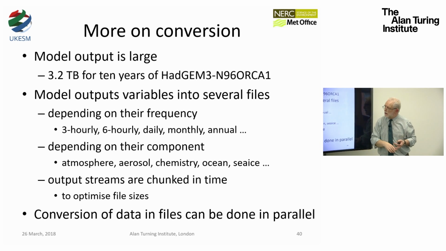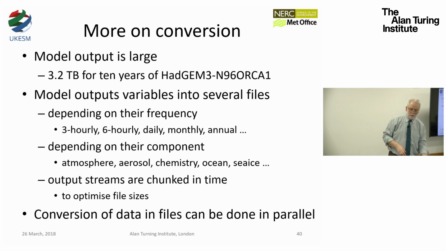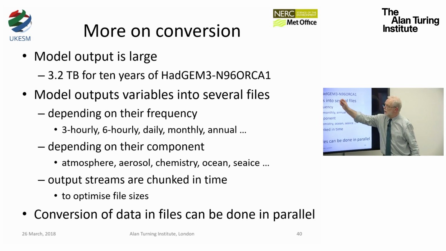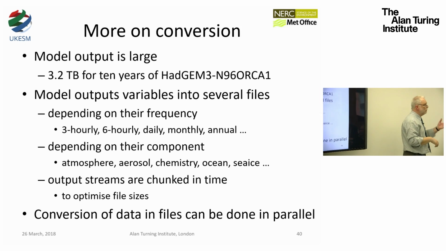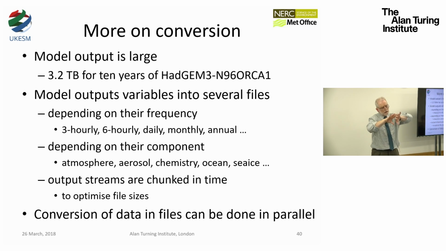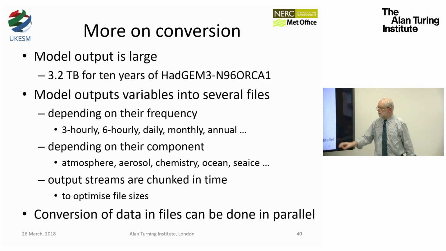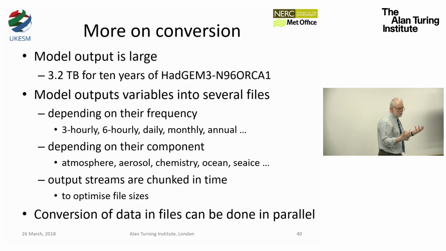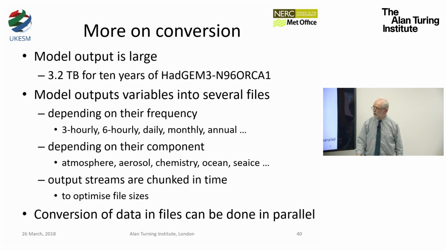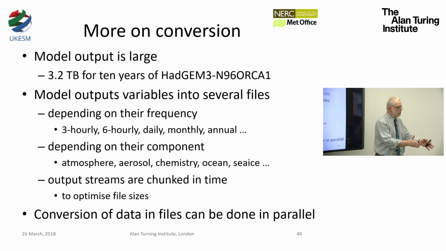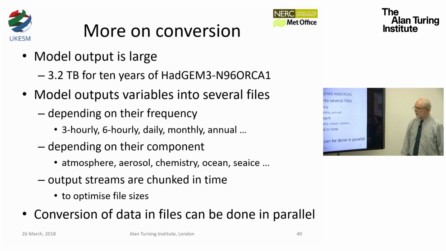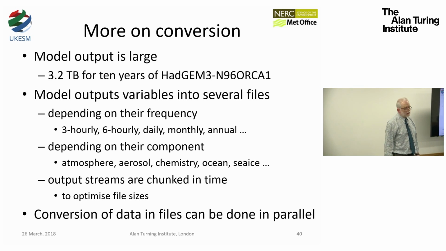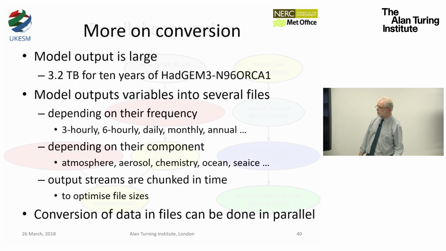The way in which our model is set up is it outputs variables. It doesn't do all its output into a single big file, because we do not like having 3.2 terabyte files lying around on our disk. That's kind of dirty. So we output into several files depending on the frequency. So if it's daily data, or 3-hourly data, or monthly data, they go into different files depending on their frequency. Depending on what component they're coming from, whether the atmosphere or the aerosol or the ocean. And these output streams are chunked in time. So there's not one big file lasting for 10 years. They could be, say, the first year, the second year, or the first month, the second month, the third month, to optimize the file sizes. So all of this means we've got several files of output that come out from the model, which means that the conversion of the data in the files can be done in parallel.